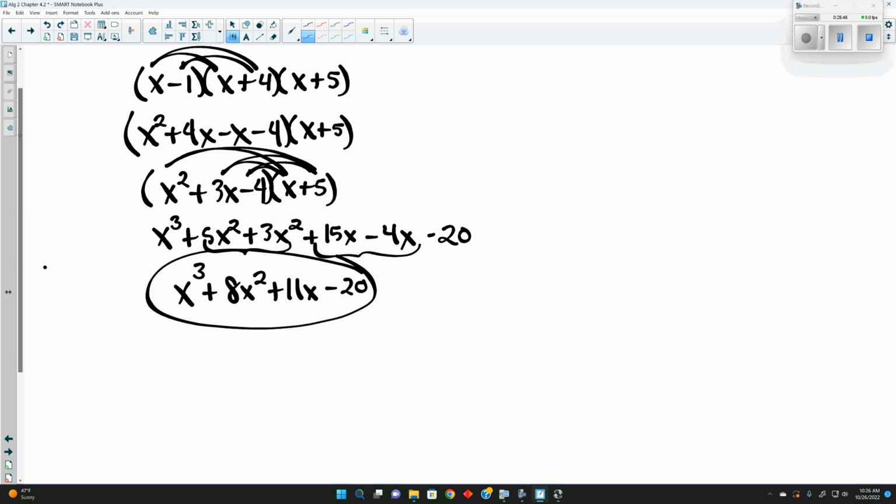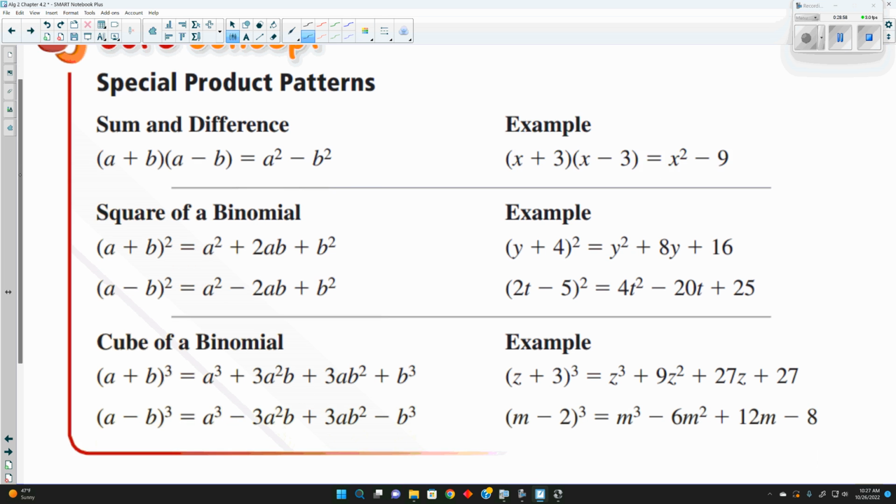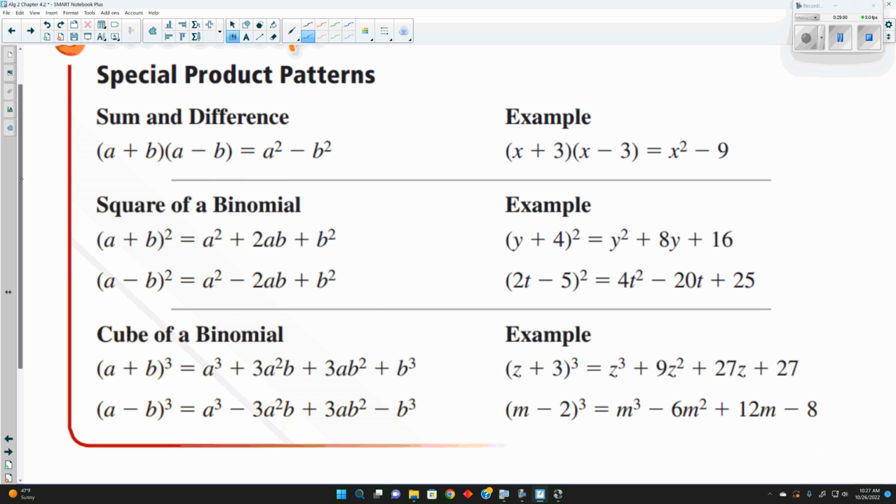Any questions on any of this here? I don't think we need to see another example of this. So this here, we've seen the first two of these here. Sum and difference of perfect squares. A plus b times a minus b is equal to a squared minus b squared. We had that. We factored it.